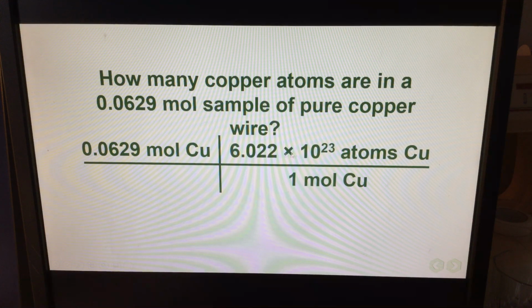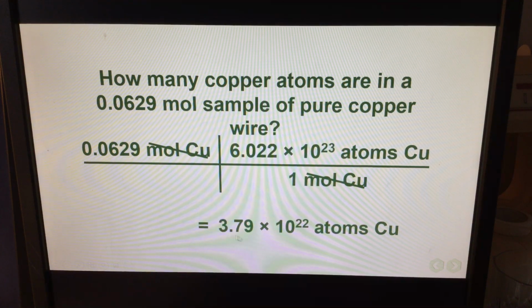All right, well, of course, we want Avogadro's number because it says how many, so that's on the top. Whenever it says how many of what, that goes on the top. Whatever we are given, we're given moles, well, that goes on the bottom because we don't want that anymore. We want to change from moles to atoms, right? So we do the math. 0.0629 times 6.022 times 10 to the 23rd. That gives us 3.79 times 10 to the 22nd atoms of copper.